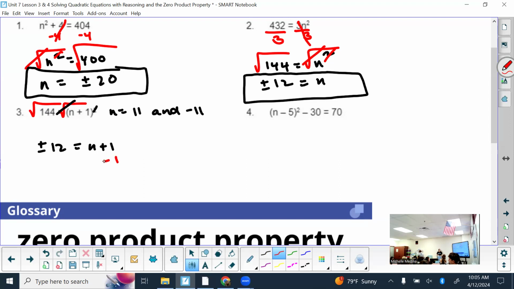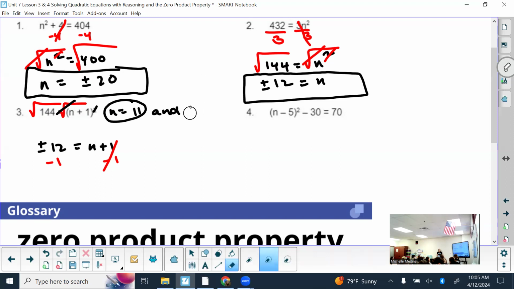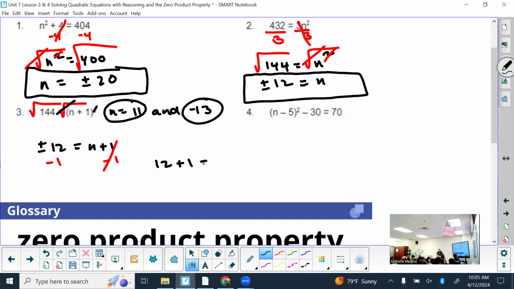Subtracting 1. Now, don't forget, because you have the plus or minus 12, you need to do positive 12 minus 1, which is what? 11, and negative 12 minus 1, which is negative 13. Okay. These 2 are my solutions. If you need to write it out so that you remember, or sorry, 12 minus 1.